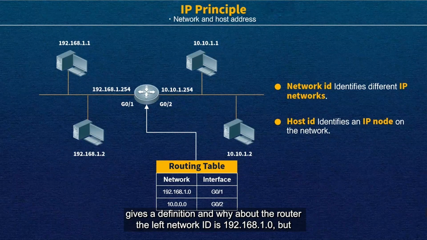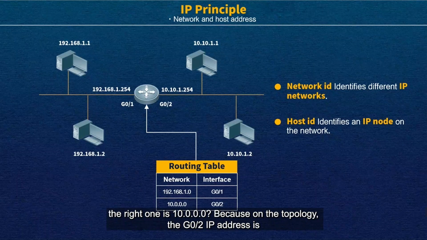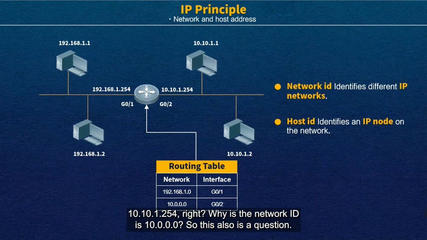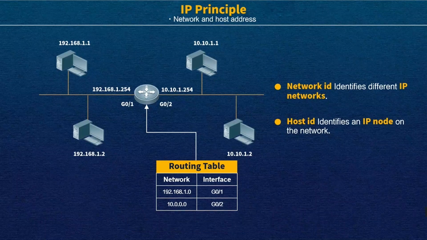The left one network ID is 192.168.1.0, but the right one is 10.0.0.0. Because on the topology, the gigabit 2 IP address is 10.10.1.254, right? Why does the network ID become 10.0.0.0? So this also is a question.